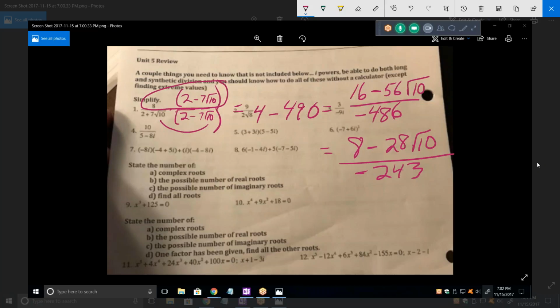Now, that 243, hold on one second, excuse me. 243 is divisible by 9. Hold on. Excuse me, give me a minute. One second. Yeah, don't worry about it.